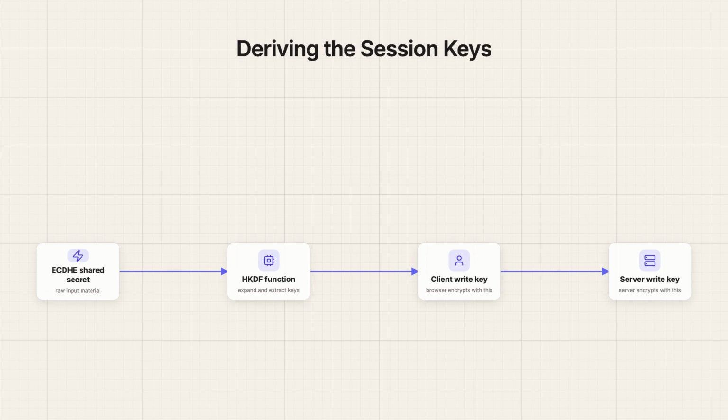Instead, it feeds into HKDF, a hash-based key derivation function, which mixes it with handshake transcripts and labels to produce multiple distinct keys. The client write key encrypts data flowing from browser to server. The server write key encrypts data flowing the other way. Each direction has its own key and its own nonce counter to prevent replay attacks.